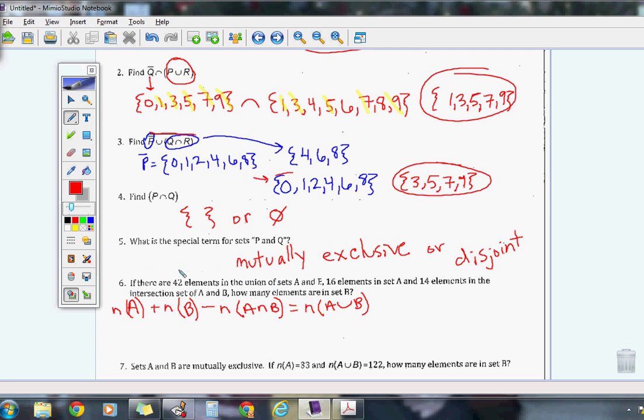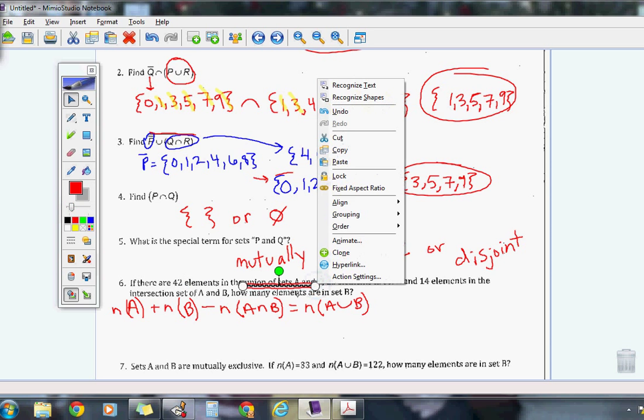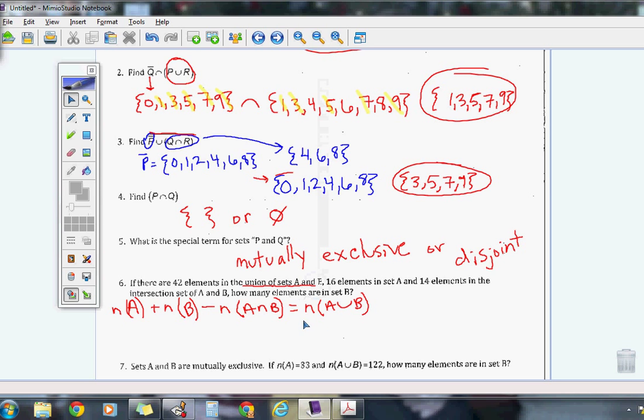Now let's see how this works for this problem. So it says there's 42 elements in the union of sets A and B. So that's right here on the right side. So there's 42 in the union of sets A and B, 16 in set A, plus the number of elements in set B, which they're asking us to find, minus 14 elements in the intersection, so we do this here.